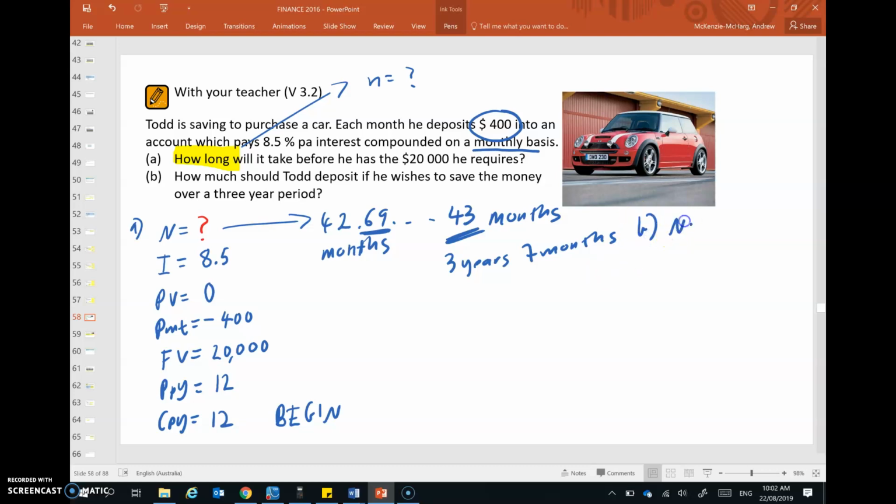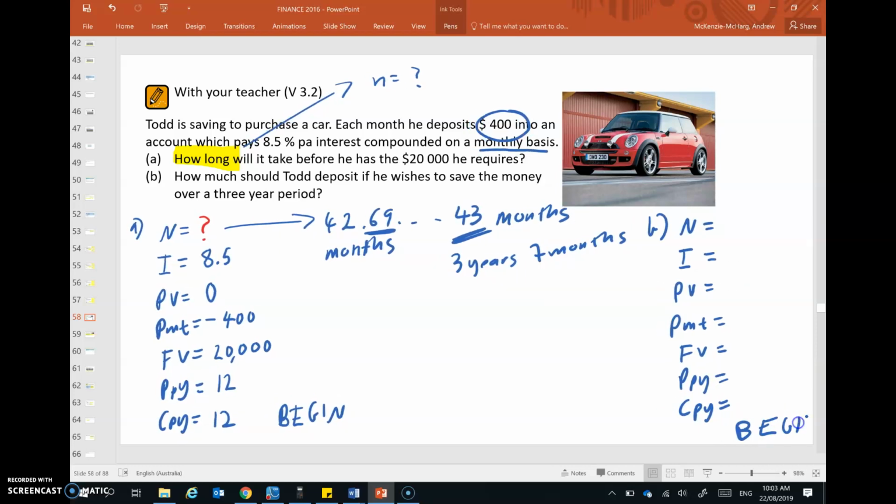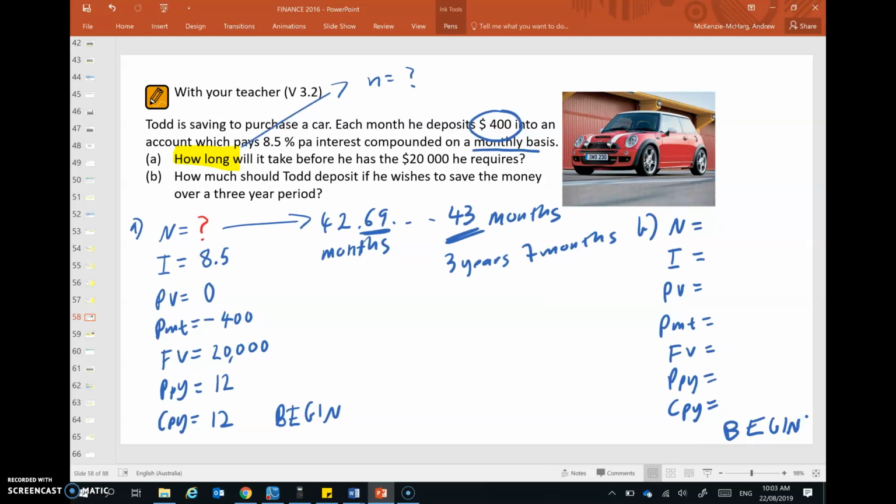Okay, once again, we're going to put all our inputs. We're going to write these down, and you might want to pause the video at this stage and have a go at this on your own. I'll certainly go straight into this one. I'm going to write begin at the bottom there. Okay, so Todd wants to do this in 3 years. So 3 by 12 we'll put here. And the calculator will work out that that's 36.